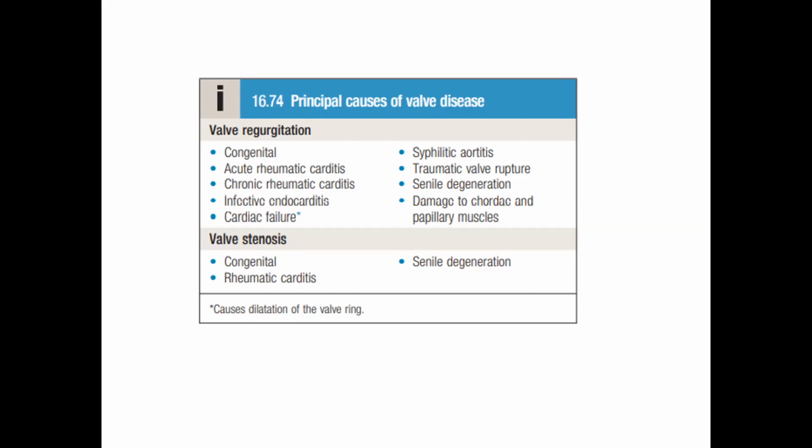So the causes of valve regurgitation are congenital, acute rheumatic carditis, chronic rheumatic carditis, and infective endocarditis. So all the carditis: acute rheumatic, chronic rheumatic, and also infective endocarditis. Also cardiac failure, syphilitic aortitis, traumatic valve rupture, senile degeneration, and damage to chordae. And what are the causes of valvular stenosis? It is congenital, rheumatic carditis and senile degeneration. The most important thing is that valve regurgitation has more causes, occurring with all these diseases. But in valve stenosis, it is congenital, rheumatic carditis and also senile degeneration.